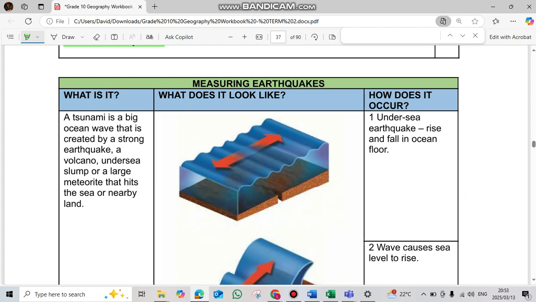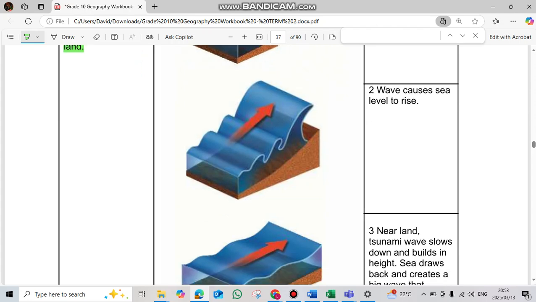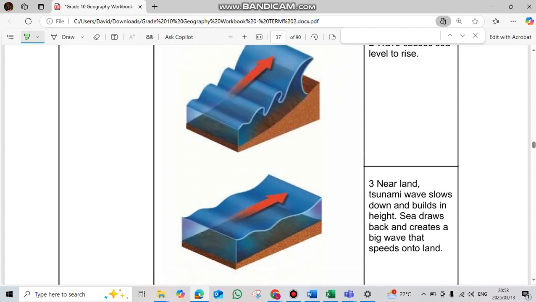A tsunami is a big ocean wave that is created by a strong earthquake, a volcano, an undersea slump, or a large meteorite that has hit the sea or nearby the land. So what does it look like? We're all familiar with what it looks like. It's the giant wave. It's a massive, massive wave that can cause heavy destruction.